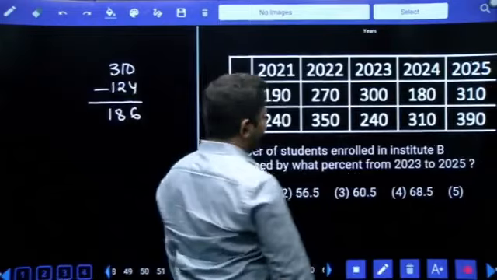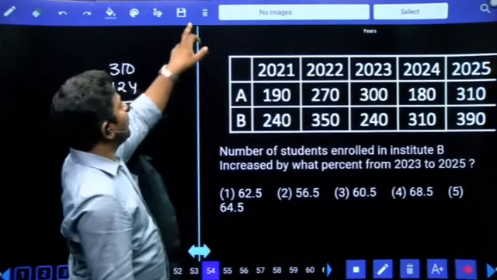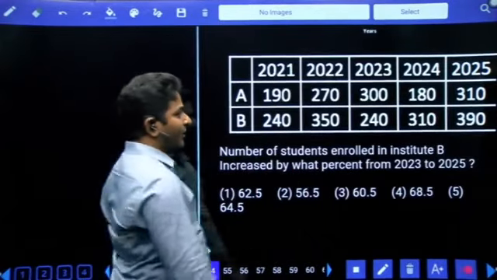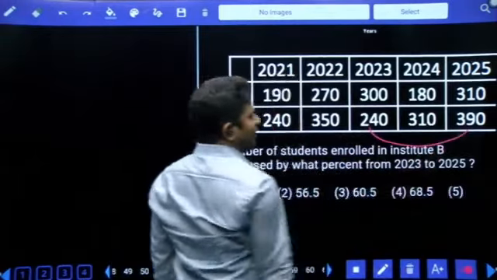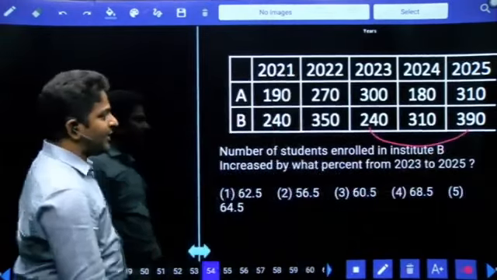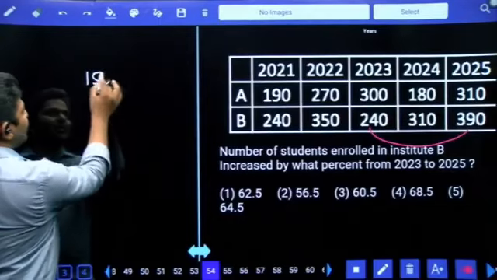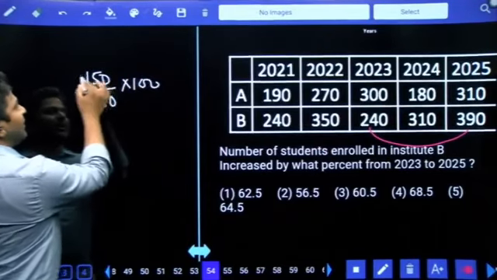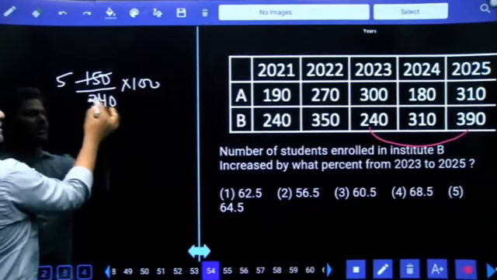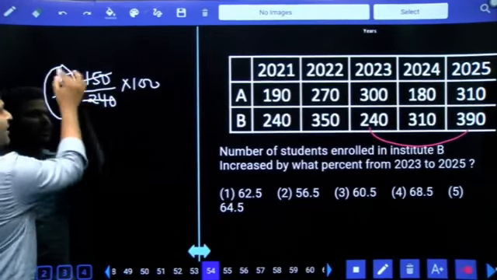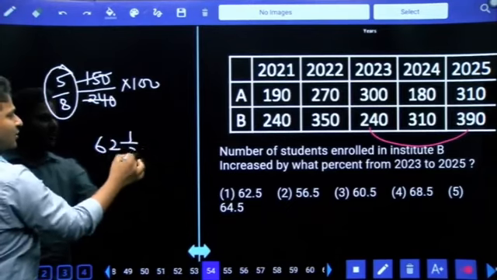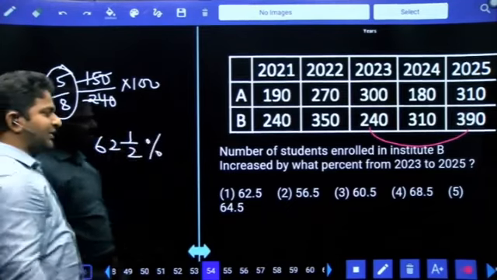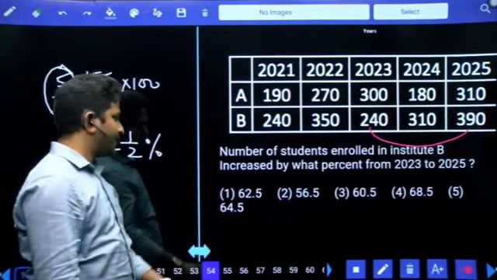Number of students enrolled in Institute B increased by what percent from 23 to 25? 240 becomes 390. Increased by 150 from 240, percentage into 100. 30 5 times here, 30 8 times here. 5 by 8, in the sense of conversion, you all know that it is equal to 62.5%, first option answer.